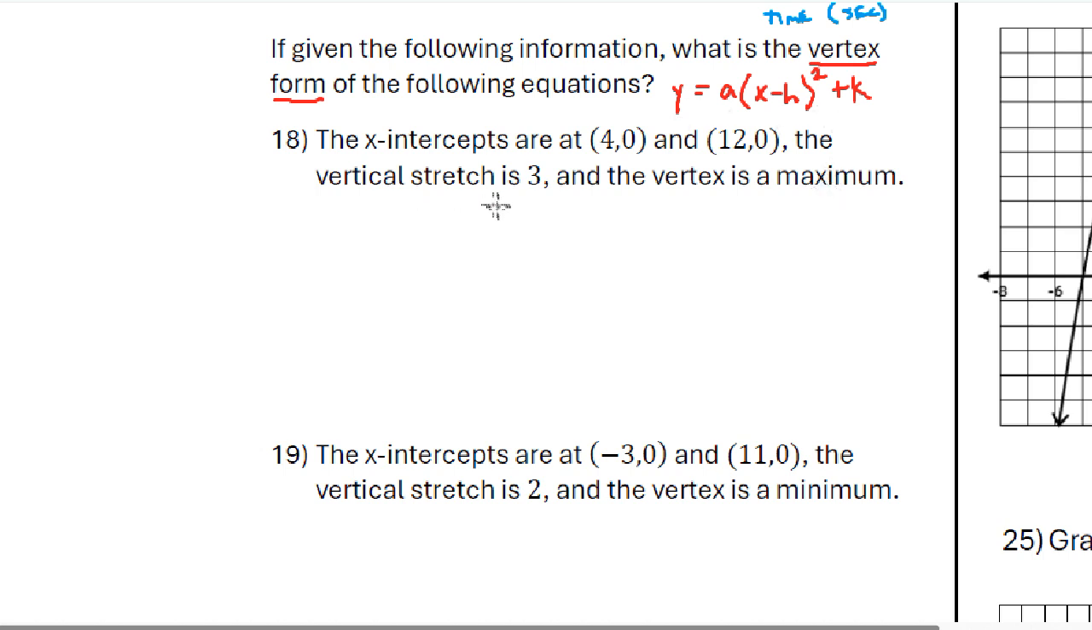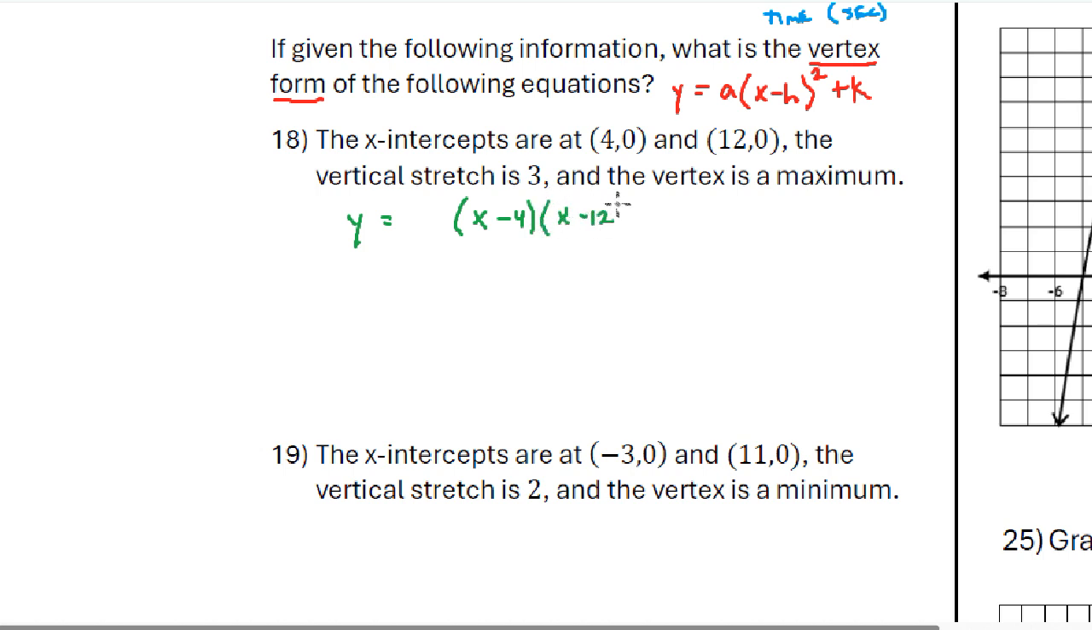So let's go ahead and write our factored form because they're giving us the x-intercepts. So the first thing we need to do is find the factored form. Let's go ahead and do that. So we know, let's write y equals. We know that our x-intercepts are at 4 and 12. That means we know our two factors are going to be x minus 4 and x minus 12.